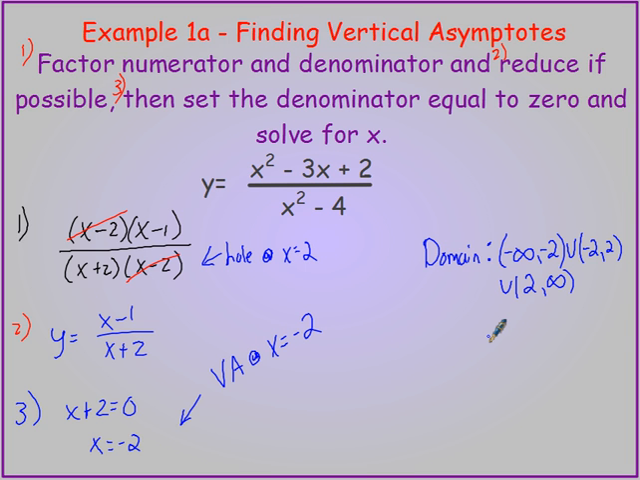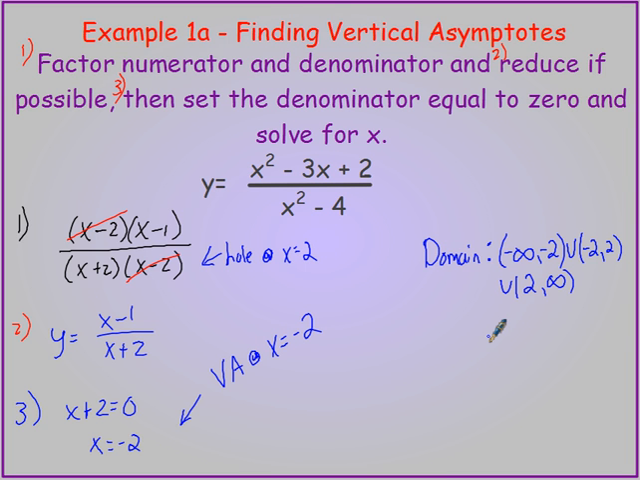Yes, ma'am. So good. So if nothing canceled out, I would just have 2 vertical asymptotes. A positive 2 and a negative 2. No, right now I only have 1. I only have 1 vertical asymptote.